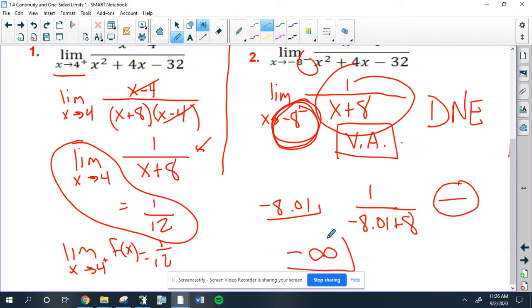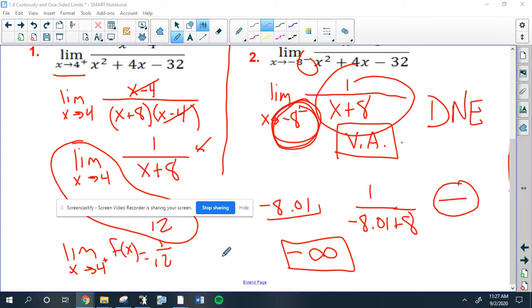The reason that's important, I think, is because now when we talk about the graph of this original function, we know at -8, on the left side of it, it approaches negative infinity, so it looks like that instead of something else.